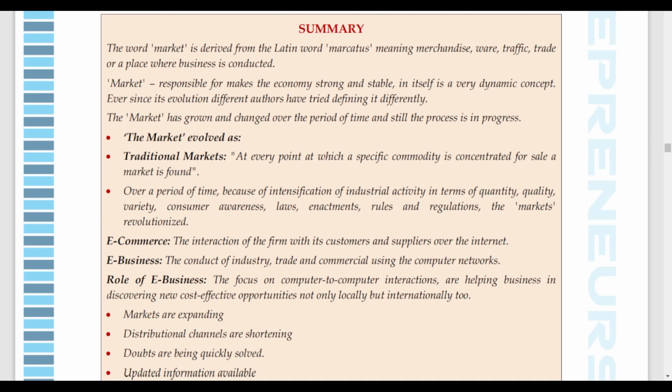The market evolved as traditional markets. At every point at which a specific commodity is concentrated for sale, a market is found. Over a period of time, because of intensification of industrial activity in terms of quantity, quality, variety, consumer awareness, laws, enactments, rules and regulations, the markets revolutionized.